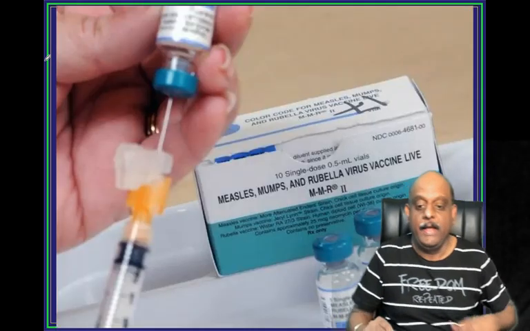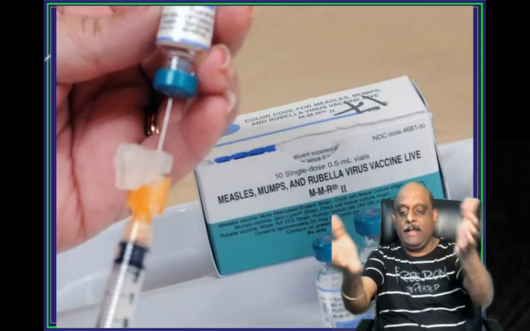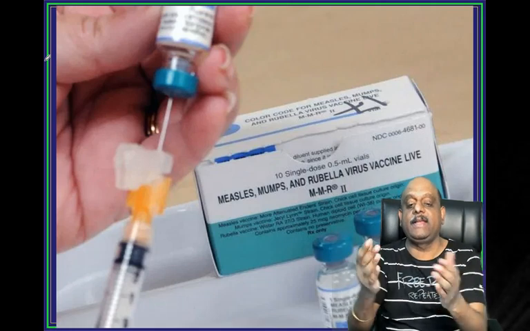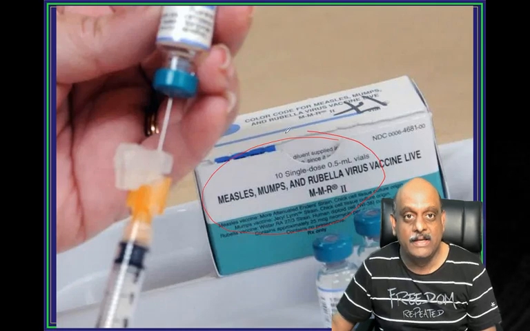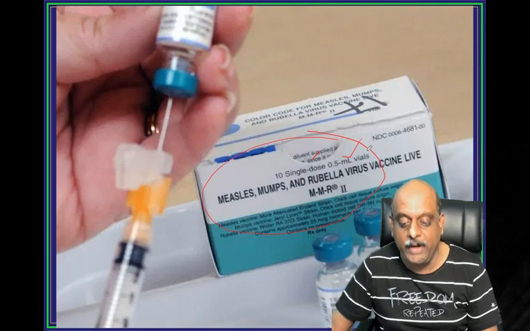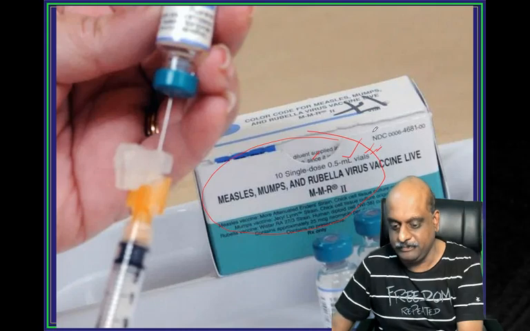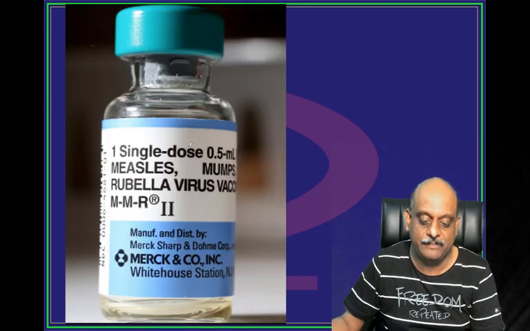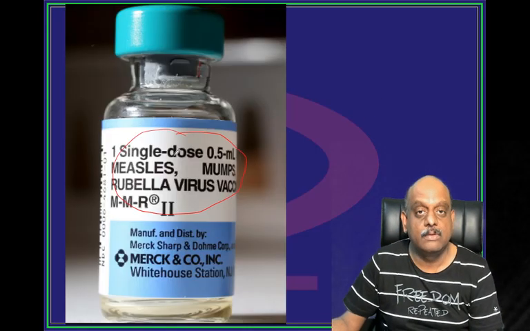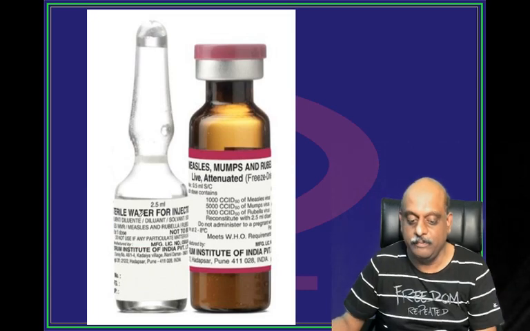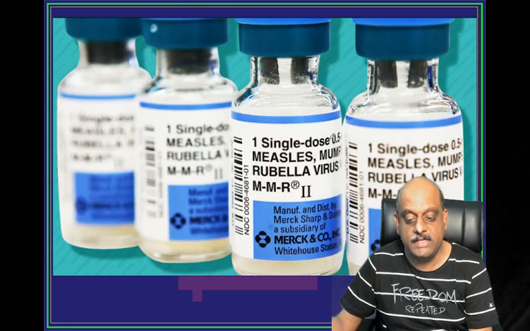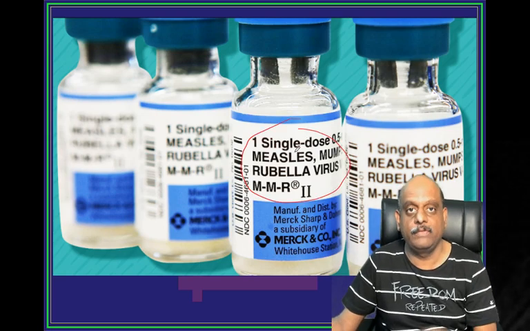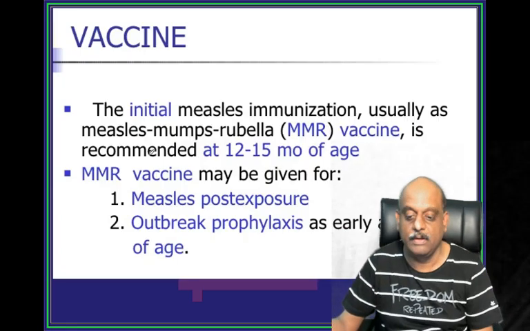Measles. Once you see the measles mumps rubella vaccine, you will not forget it. Single dose 0.5 ml vial, MMR vaccine. Okay, now this is another example of the MMR vaccine.